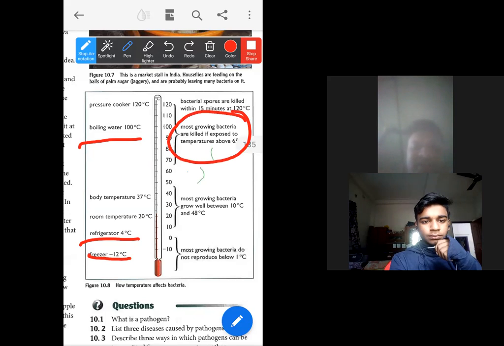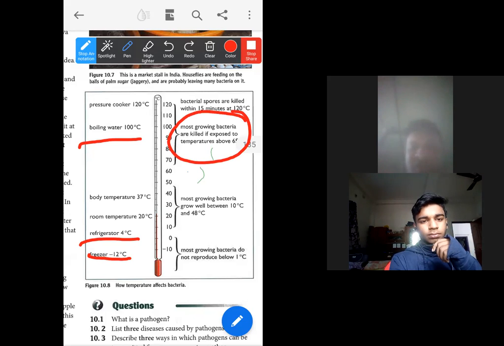At 100 degrees Celsius, boiling water, most of them are killed. And at 100 degrees centigrade temperature, the bacteria will be killed. But the spores in the bacteria, what are the spores?